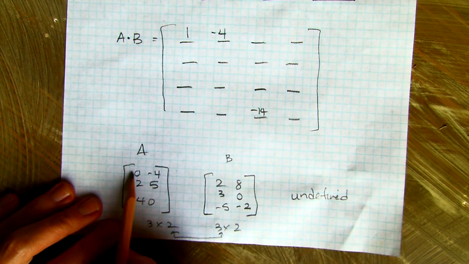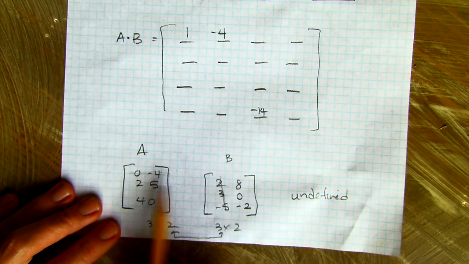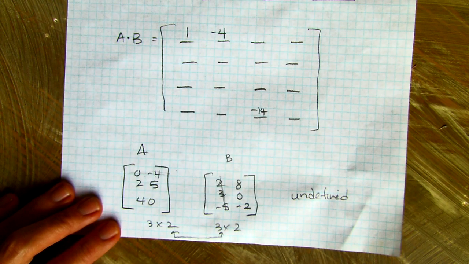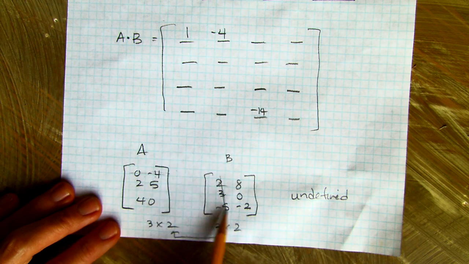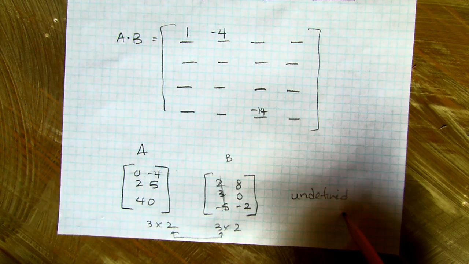And why is that? Because I would multiply this row by this column, and what would happen? 0 would have a partner, negative 4 would have a partner, but then there's nothing for that guy. So we say that's undefined.